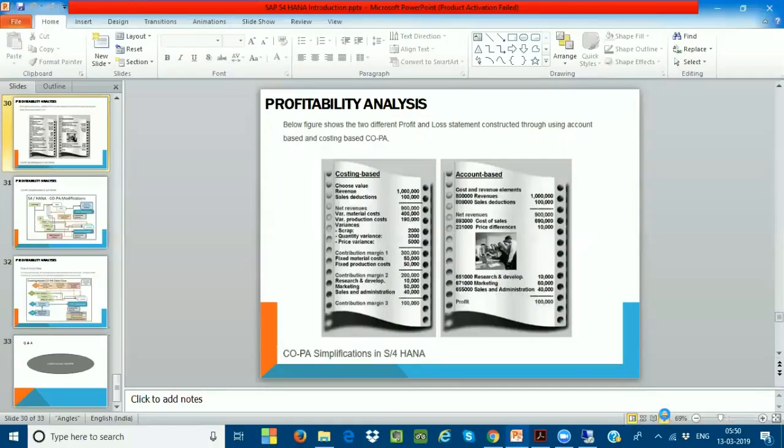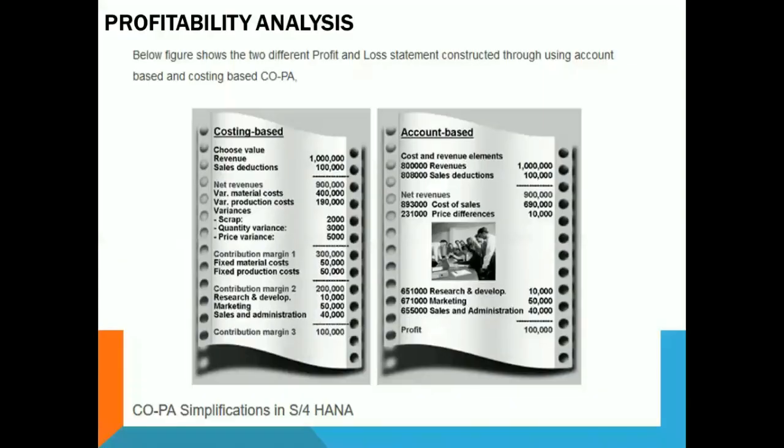If you see this diagram, this is the diagram I showed before, with the drawbacks in cost-based and account-based. Now, if I take the example in the account-based profitability analysis, these are the GL accounts here: 800, 8 lakhs, 9,300. You can see these are the GL accounts because it is account-based. The total revenue is 1 lakh, which is getting posted to your revenue account.